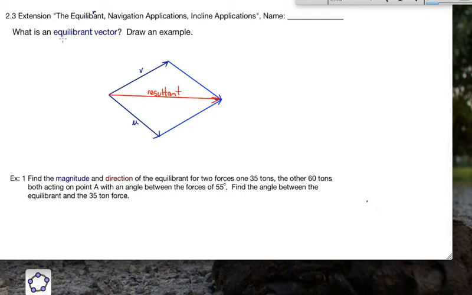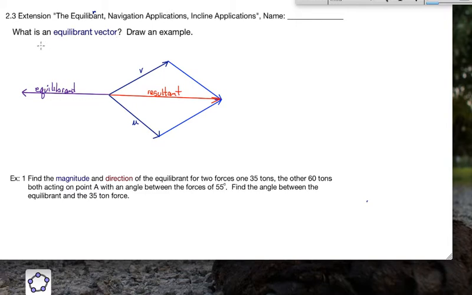So what does the equilibrant do? Well, the equilibrant balances the resultant. It's the force that counterbalances it. So it acts in the opposite direction as the resultant, but it has the same magnitude. So this is the equilibrant.